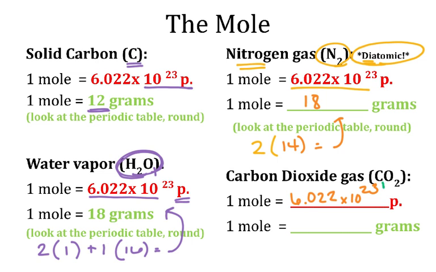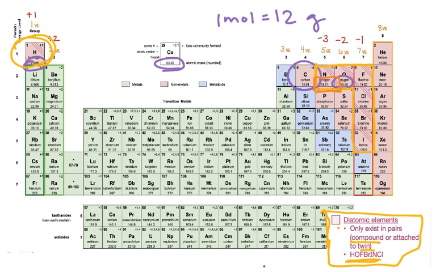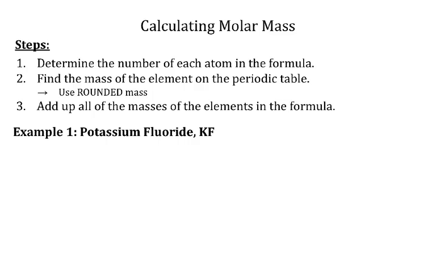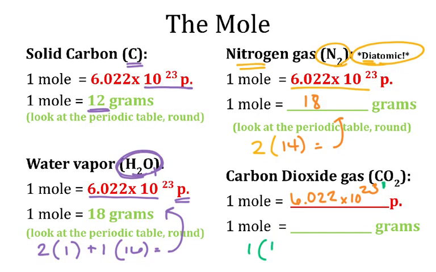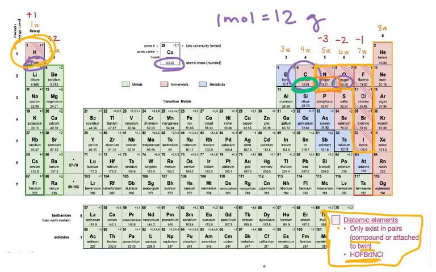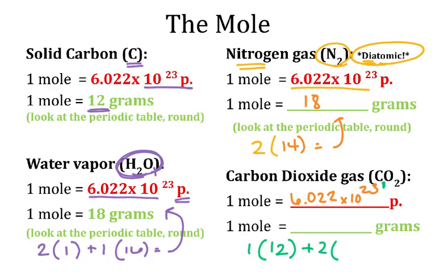When we look at this, we've got 1 carbon, so 1 times, we go to our periodic table and find the mass of carbon. We're going to round to the nearest whole number, 12, plus 2 oxygens. Oxygen is 16. And we're going to add those together. So we get 12 plus 32, which is 44 grams in 1 mole of carbon dioxide. Okay.